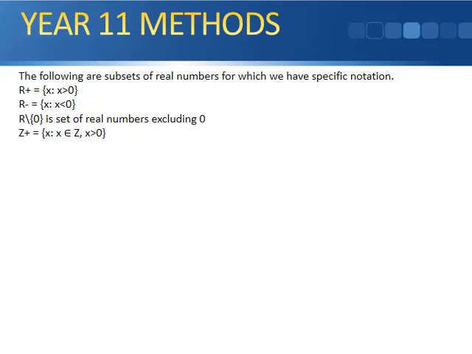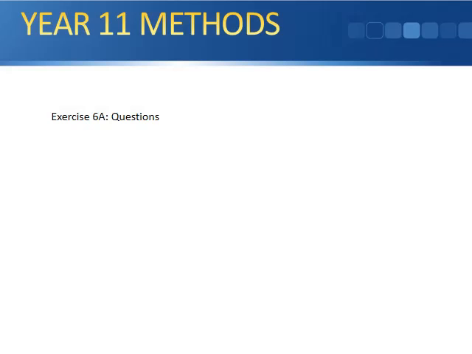Okay, the following are subsets of real numbers which have the following notation. So if we're looking at x being greater than 0, the positives, we write them as R plus. R minus is all the ones less than 0. R slash 0 is the set of real numbers excluding 0, and Z plus is the positive elements of Z. That's 6A questions.